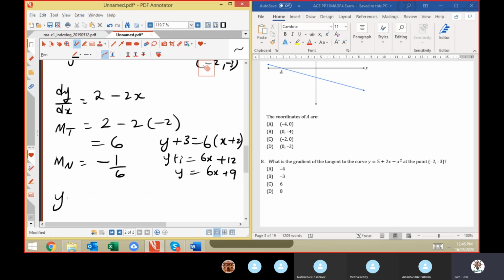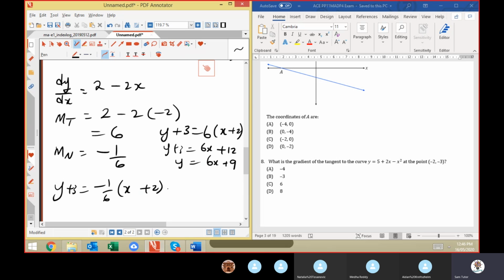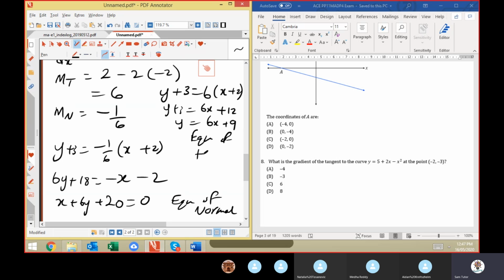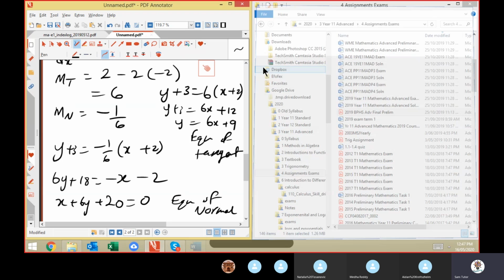And this one, same thing. Y plus 3 equals gradient m(x minus x1). In this case, I multiply my 6 over, that's what I was trying to tell you guys last week, negative x, negative 2, bring everything to one side, and that would be the equation of normal, whereas it's the equation of tangent. And you can leave it in any form. So that's gradient intercept form, and that is general form. There you go. That was last year's example. All right.